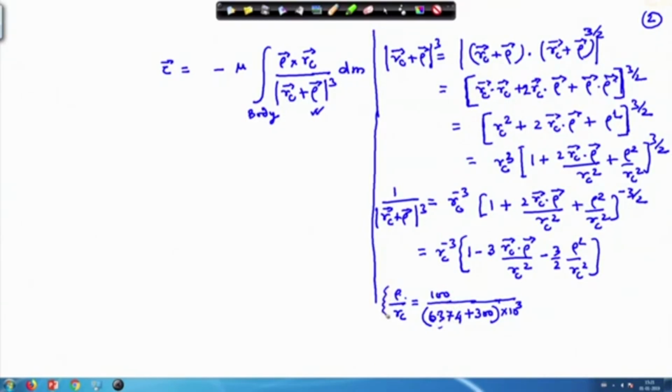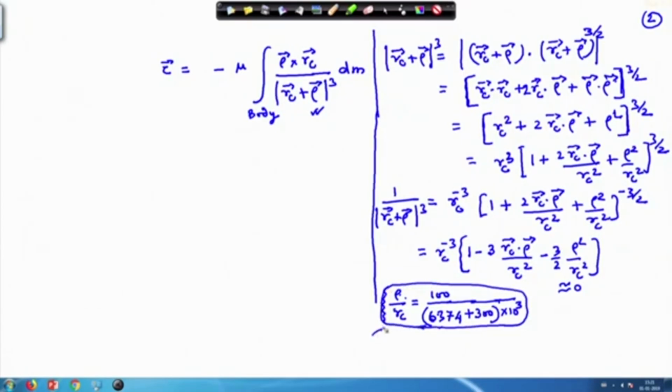Once you square it, by squaring you are making it further small. Therefore, this quantity is negligible. So, we can consider only this quantity here. If you look here in this place r c, and here r c is also there, so the r c magnitude cancels out, then we get rho by r c. So, again rho by r c, it will be given by this.